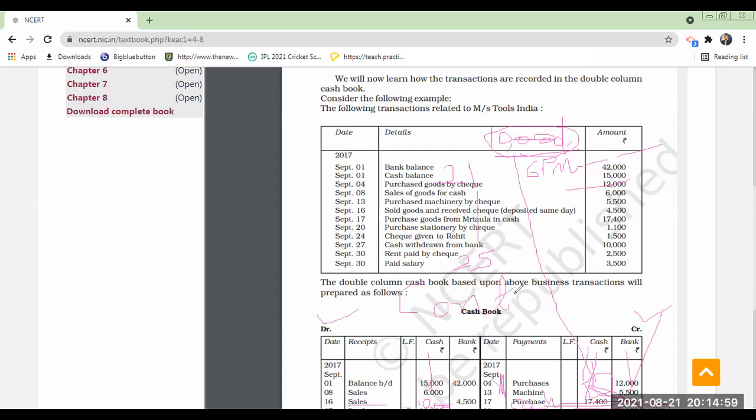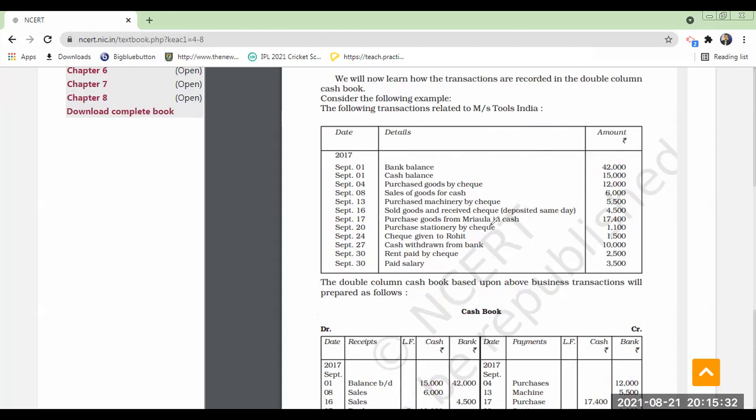Contra entry. And in order to indicate this, you will mention in the LF column as C. Here also you will mention C, against this also you will mention C. Did you understand? Contra means two times, opposite times. One time the same amount will come on the debit side and the same amount will come on the credit side. Did you understand? Okay, when it comes, it will be very clear.